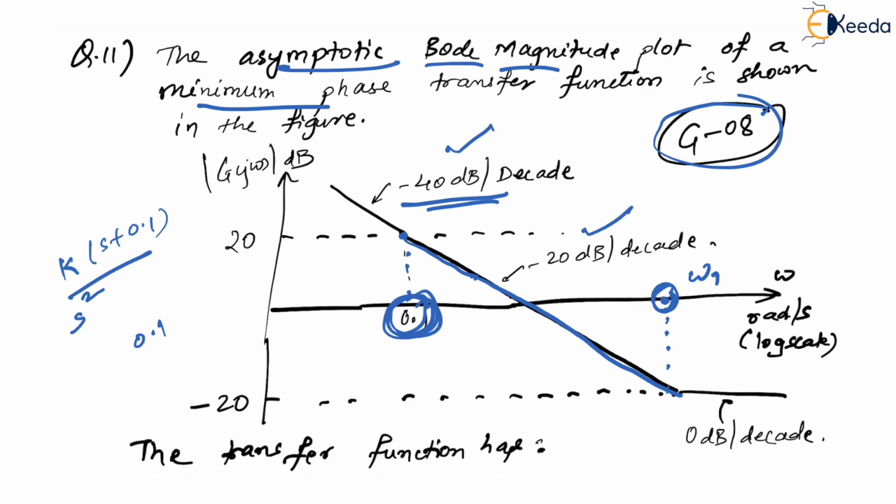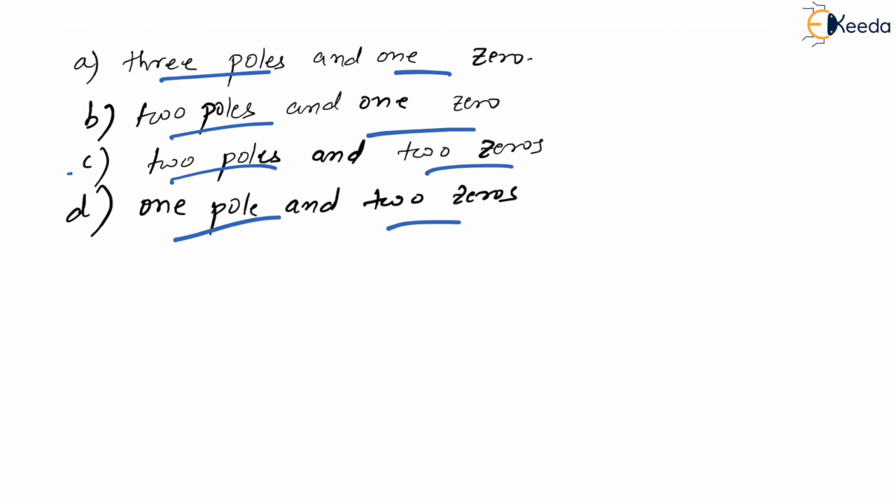Now what happens at omega 1? This minus 20 dB per decade changed to 0 dB per decade. It means again the slope got increased by plus 20 dB per decade. So again there must be some zero at s plus omega 1. Is that correct? Yes. So you have two poles and two zeros. So the option is option C: the transfer function has two poles and two zeros. That's it. It was a very easy question. So we have solved all the interesting problems based on frequency domain analysis.